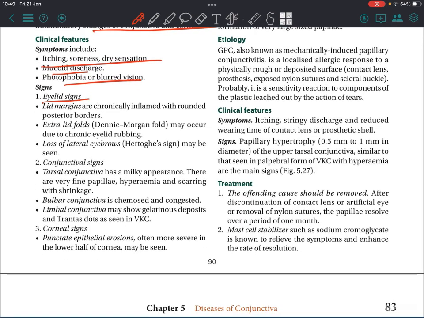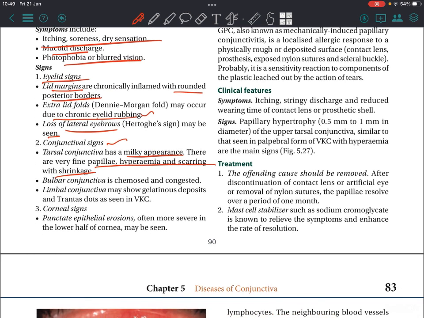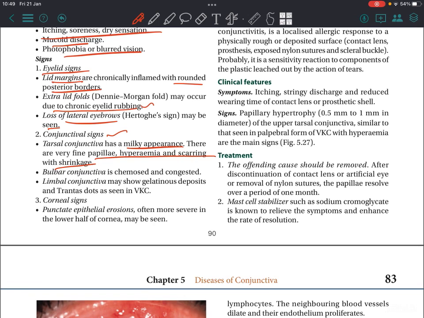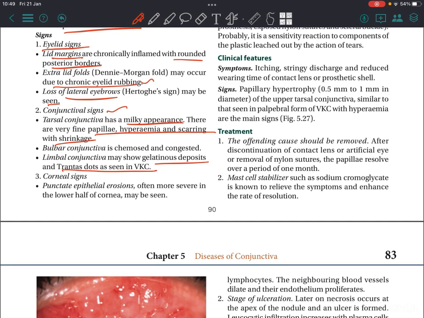Signs. Eyelid signs: lid margins are chronically inflamed with rounded posterior borders. Extra lid folds may occur due to chronic eyelid rubbing. Loss of lateral eyebrows may be seen. Conjunctival signs: tarsal conjunctiva has a milky appearance. There are very fine papillae, hyperemia, scarring. Bulbar conjunctiva is chemotic and congested. Limbal conjunctiva may show gelatinous deposits and Trantas dots as seen in VKC.